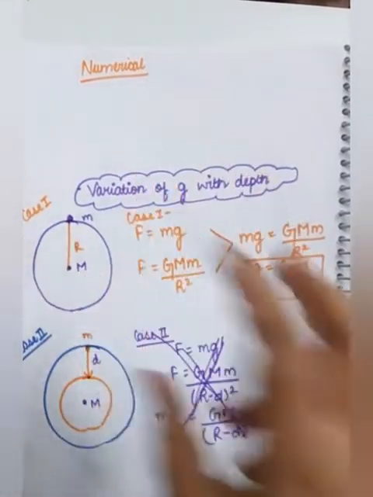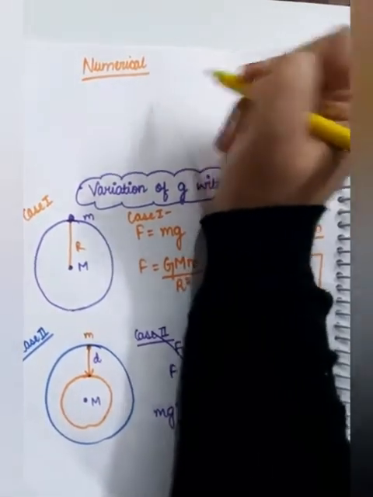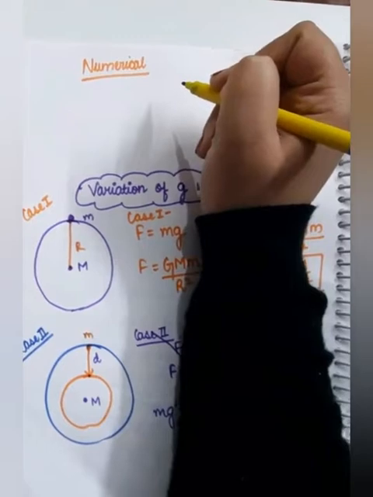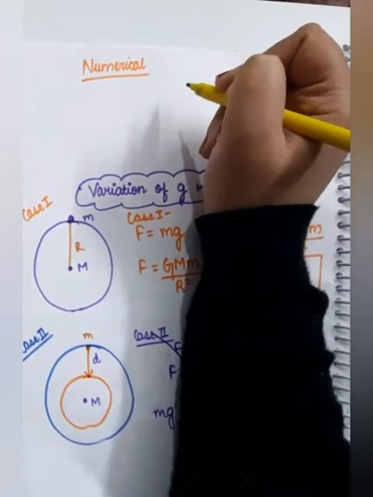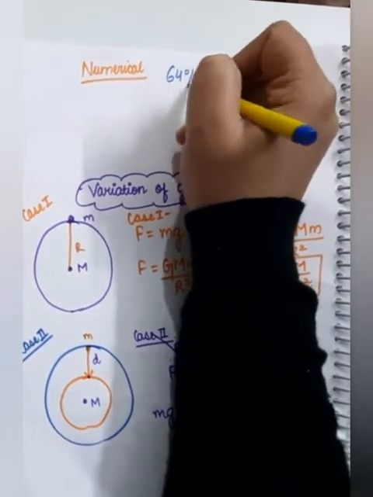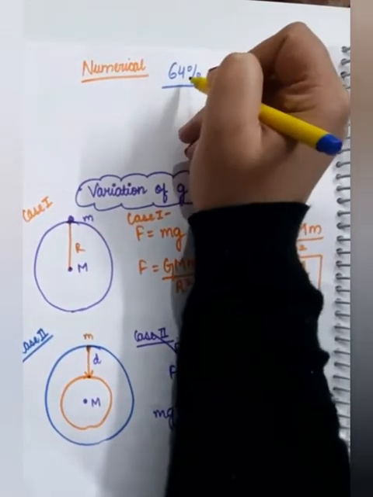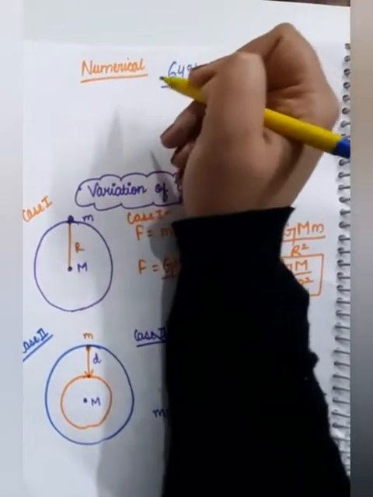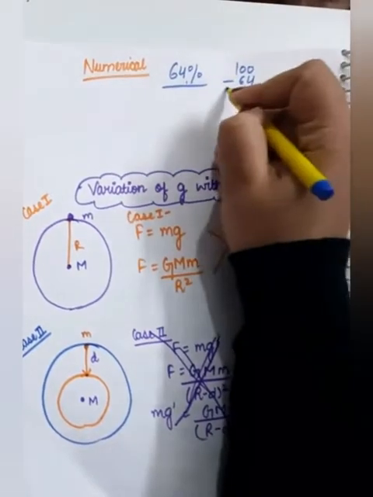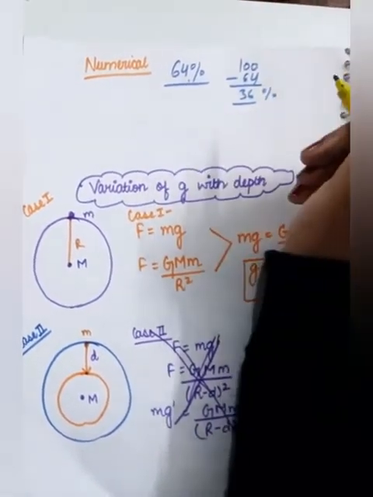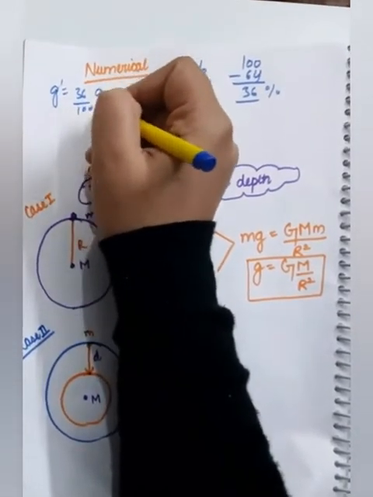Now we are going to do one numerical over this. The numerical says: at what height should you raise the object above the surface of the Earth so that the acceleration due to gravity reduces by 64% of its initial value? If acceleration due to gravity reduces by 64%, how much value does it have now? 100 minus 64. It has reduced by 64%, so that value is 36%, right? So this means g' is equal to 36/100 of the initial value g.